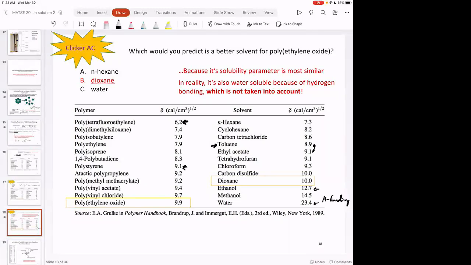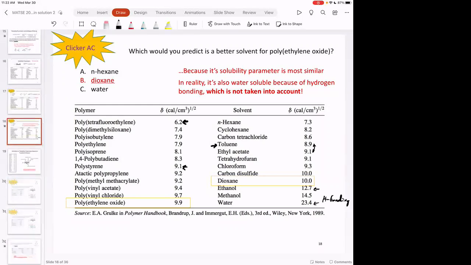So this is how we can use these tables practically, and there's lots of tables of solubility parameters out there because this is the number one way to calculate the Flory-Huggins interaction parameter. Any questions on that? Any confusion about solubility parameters?